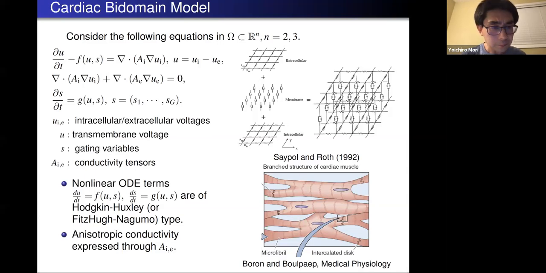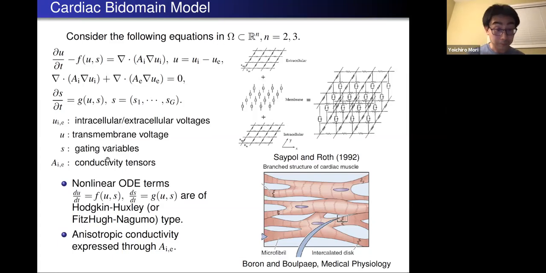in parallel. So the ion channel element F(U,S) is controlled by what are called gating variables, and these variables control the opening and closing of ionic channels. So this is what is called the cardiac bidomain model. And as you can see, it looks like a parabolic problem with an elliptic constraint, with some pointwise ODEs that govern S.